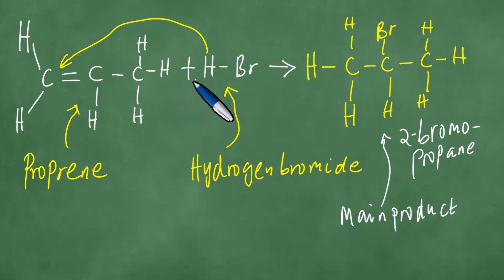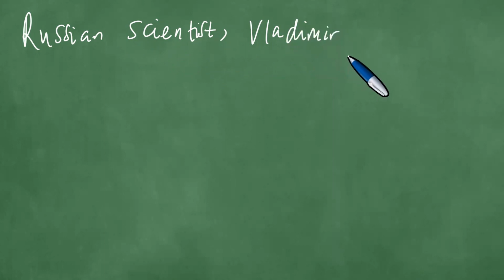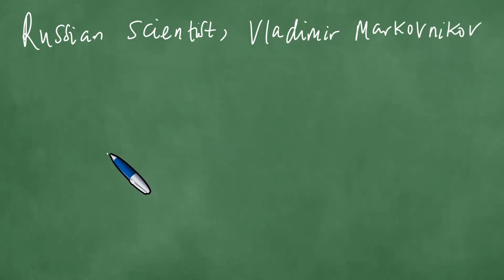Now, the fact that this hydrogen is bonded to the carbon on one side of the double bond with the most hydrogen atoms, so that's where this hydrogen is going to be bonded, is due to a result by a Russian scientist. This Russian scientist is called Vladimir Markovnikov. Vladimir Markovnikov. Okay, so the Markovnikov's rule.